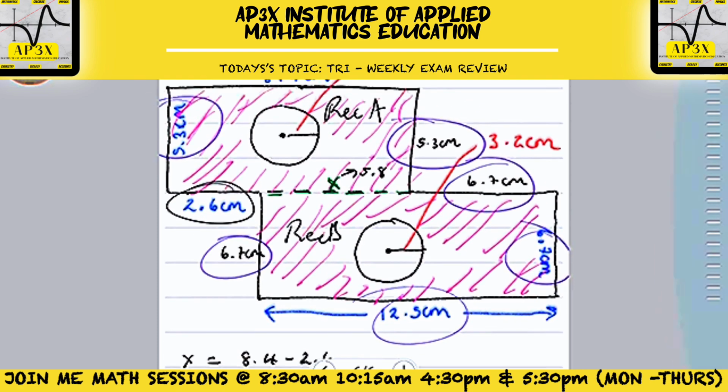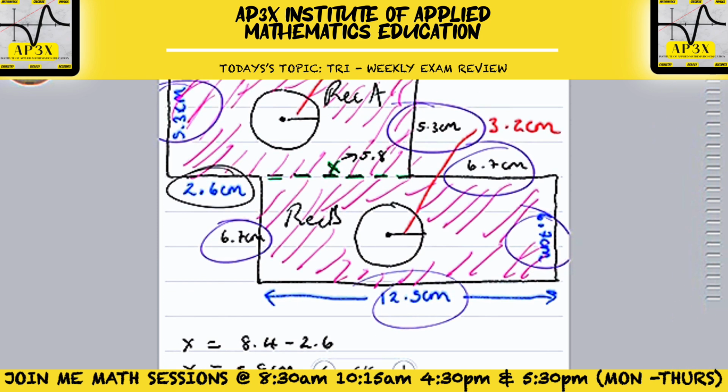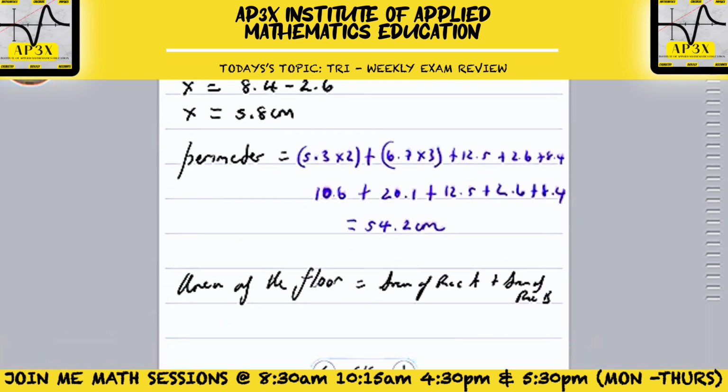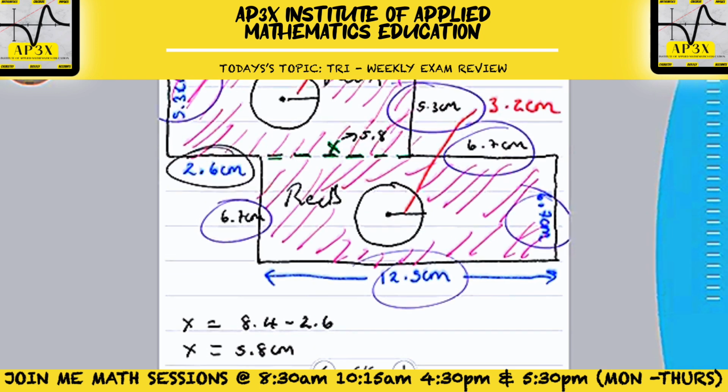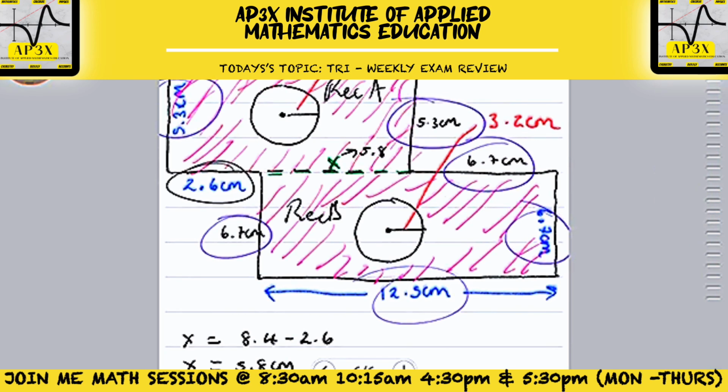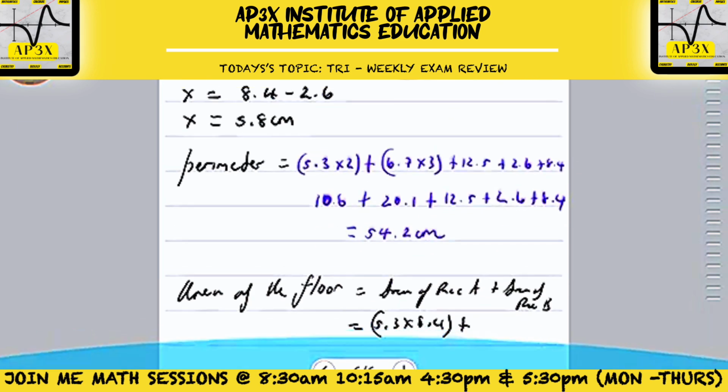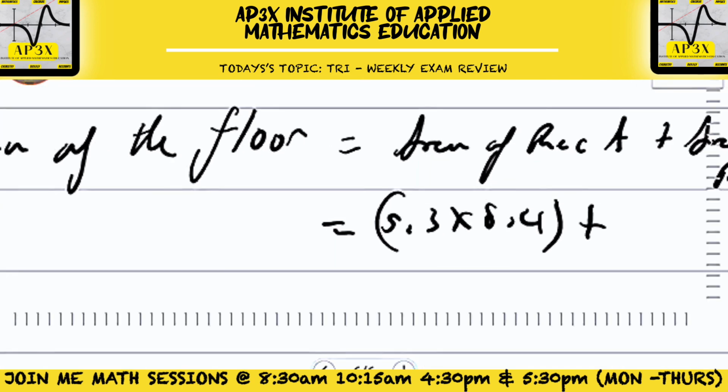So area of rectangle A, area of a rectangle is simply length times width, so that's 5.3 multiplied by 8.4. So therefore that's going to be 5.3 multiplied by 8.4. And I'm going to add all of that to the bottom area of the rectangle. That's 6.7 times 12.5. So that's going to be 6.7 times 12.5.